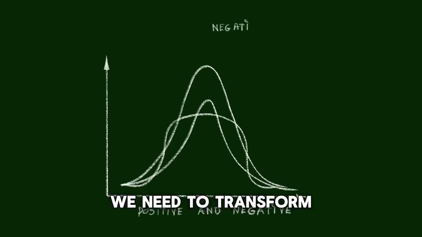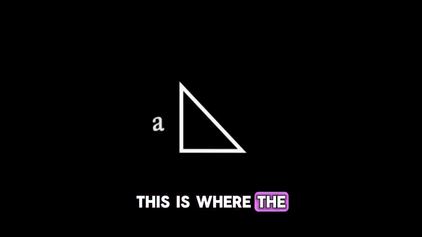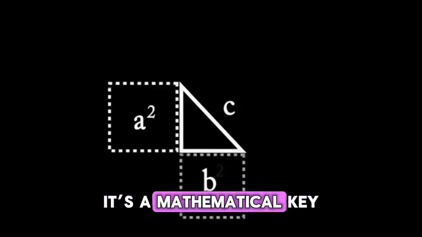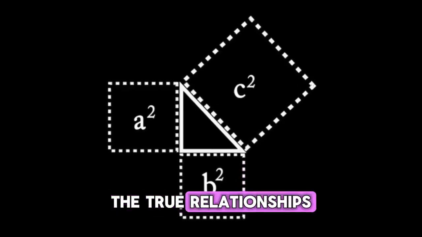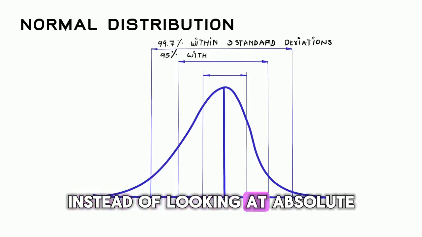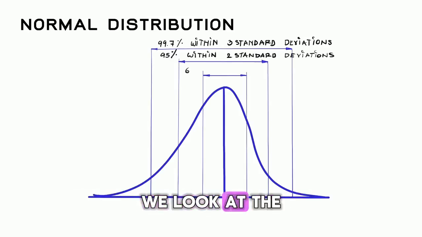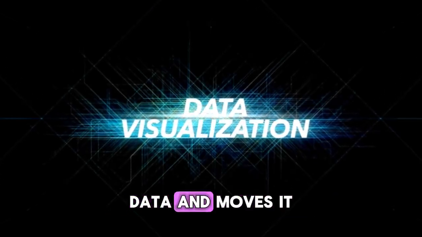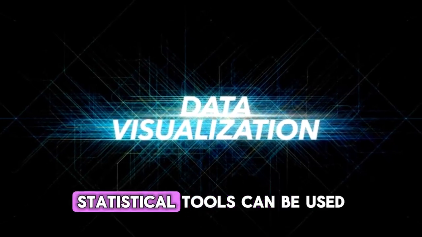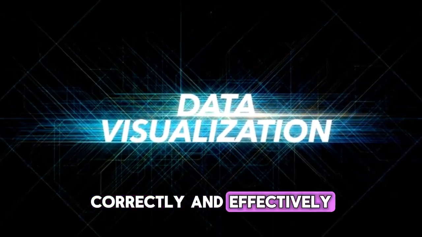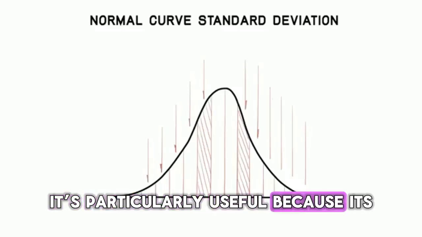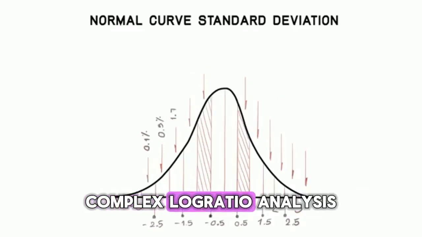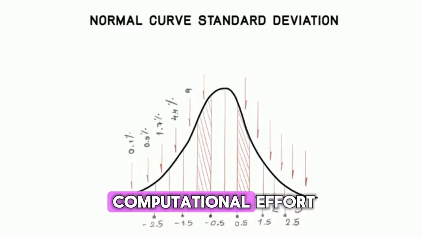The solution? We need to transform the data. This is where the centered log ratio, or CLR, transformation comes in. It's a mathematical key that unlocks the true relationships between elements. Instead of looking at absolute concentrations, we look at the ratios between them. The CLR transformation takes our constrained data and moves it into a space where standard statistical tools can be used correctly and effectively. It's particularly useful because its principal component analysis is equivalent to a more complex log ratio analysis, saving a ton of computational effort.